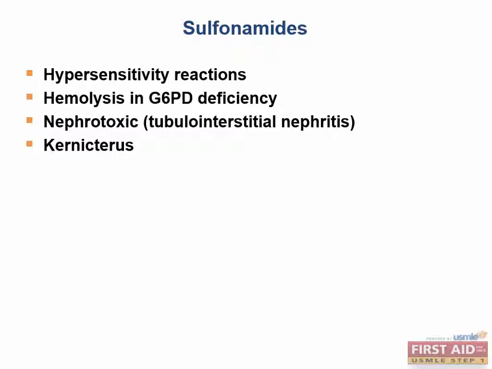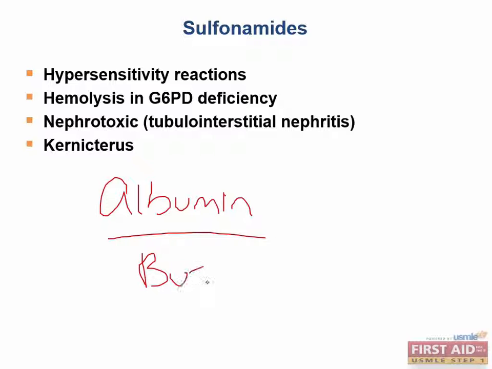To understand why, we need to remember that sulfonamides rely on albumin to travel through the blood. In fact, they actually compete with other molecules for space on the albumin molecule. Imagine albumin as a crowded city bus in San Francisco with all these people, or molecules, trying to get on at every stop. With that in mind, why do you think sulfonamides cause kernicterus?